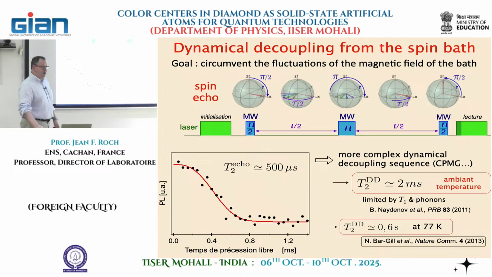If you now go to lower temperature, the T2 increases significantly, just because you freeze all those interactions. First, the T1 is increased by the thermal equilibrium effect, and also the interaction of the phonons that can destroy the coherence of the NV centers is smaller. So then you reach values that are about a second at those low temperatures. That is quite interesting also for possible applications. Good.